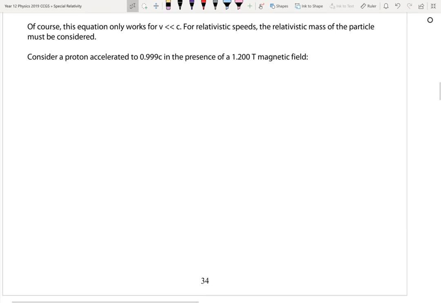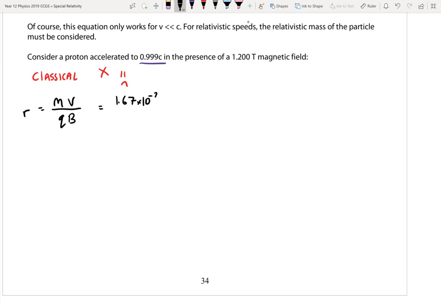So, let's look at the classical model over here, which we know is wrong. But let's just use the classical model. Let's get a proton up to that speed. Now, your data sheet has that the radius is equal to mv over qB. So let's figure out what it should be. The data sheet says that a proton has that mass.